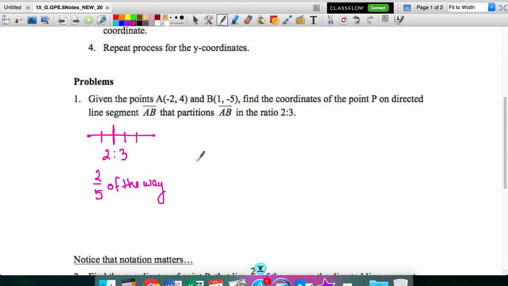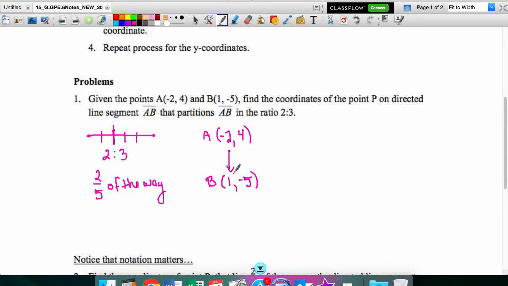Our second step is to find the distance between the x-coordinates. So the first thing I'm going to do is list the points. And you don't necessarily have to do this, but I just want to show you what's going on. You don't have to do it this way. So here are our x-coordinates, -2 and 1. We want to find the distance between these.